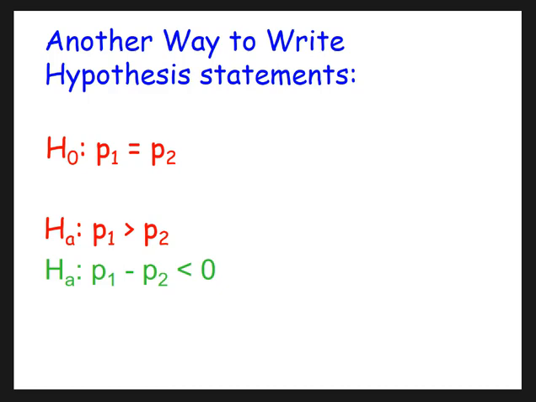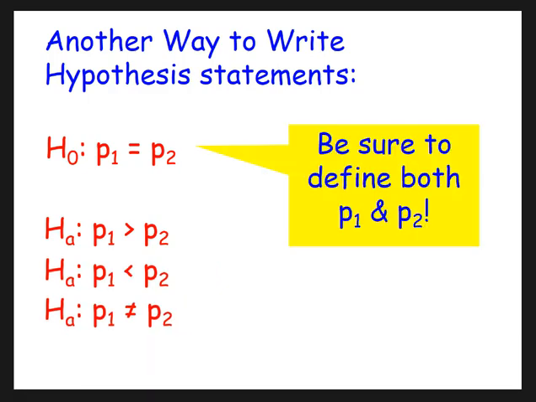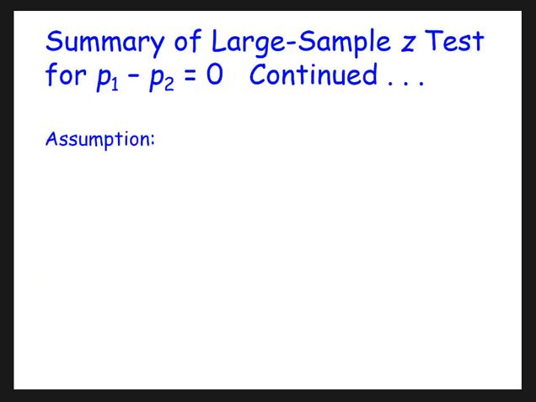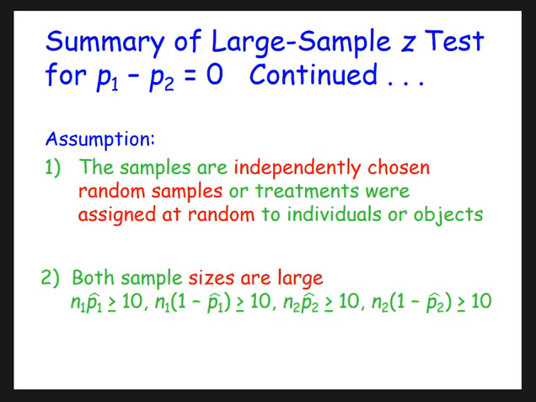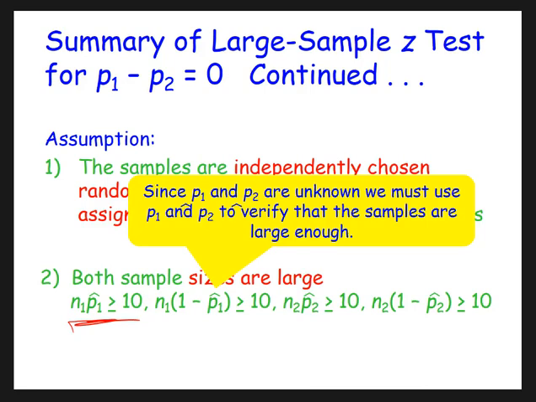Just like before, as long as that difference is 0, rather than hypothesizing on the difference, we can compare the proportions. The summary of the large sample z-test for p1 minus p2: we have to assume they're independently chosen samples and that both sample sizes are large. The n times p greater than or equal to 10 qualifier still applies. Since p1 and p2 are unknown, we use p hat, the sample proportions, just to verify that they're large enough.